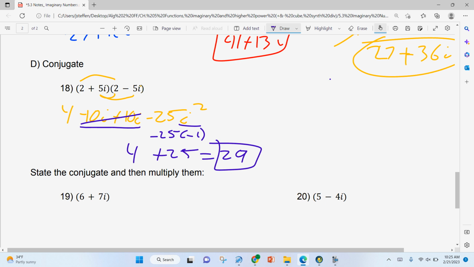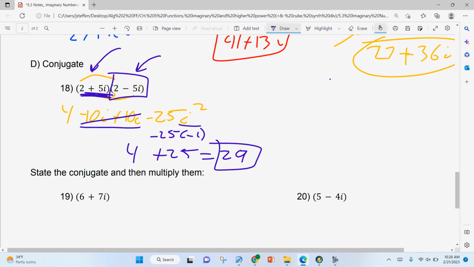So the conjugate is something you can multiply with your binomials that will get your i's to cancel. When I say conjugate, just to make sure we're clear, these 2 parentheses are conjugates of each other. So the conjugate of this one, 2 plus 5i, is 2 minus 5i, and vice versa. All you're doing is changing that sign in the middle.